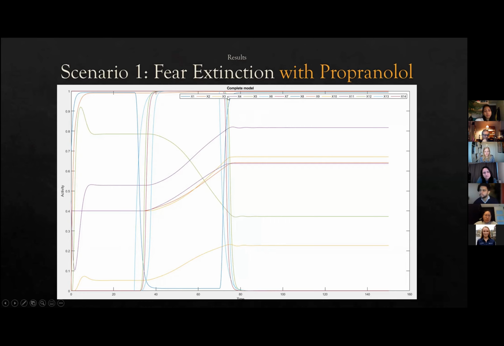And as you can see, the fear response in X5 also goes down when propranolol is administered, and the hippocampus and the prefrontal cortex go up because those states are learning now. With propranolol administered, reconsolidation is taking place. So we can clearly see that the fear response is decreasing when propranolol is administered.